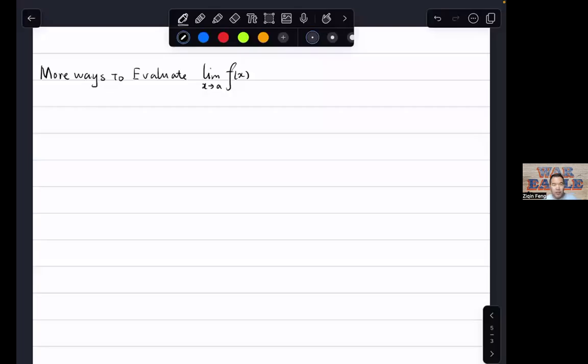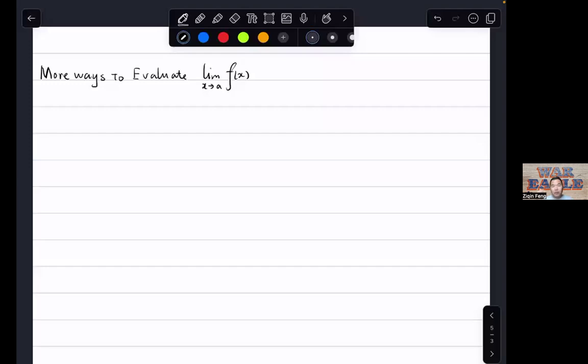In this video, we will discuss more ways to evaluate the limit of a function at a point. The second method is based on a very natural observation from the definition of limit. Recall the limit of a function at a point really doesn't depend on the function value at the point. It totally depends on the function values near the point A.